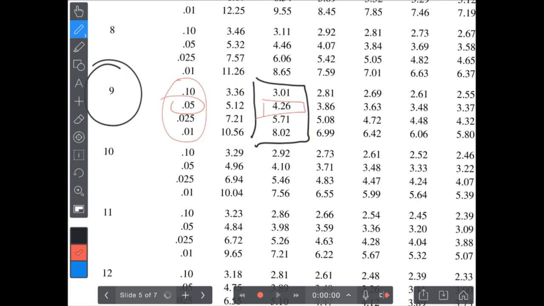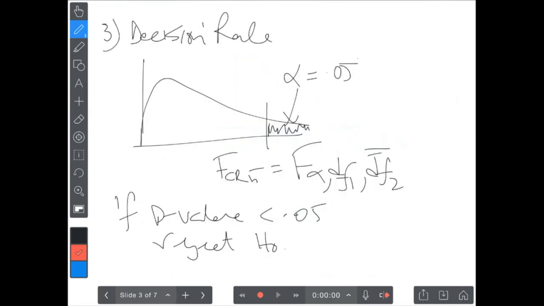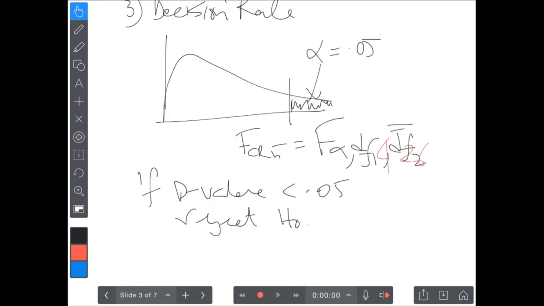So let me go back to my problem. I mentioned a little bit earlier that I didn't have the critical value, but now I do, which is 4.26. So 4.26 is our critical value. So I could also state, if F observed is greater than 4.26, we will reject the null hypothesis.